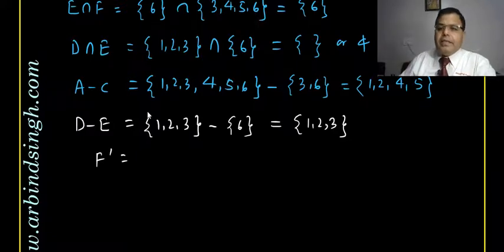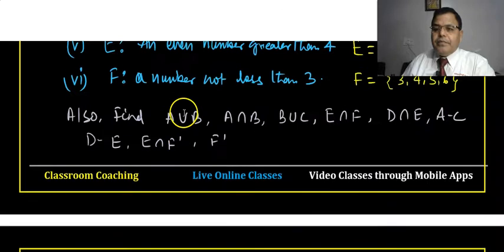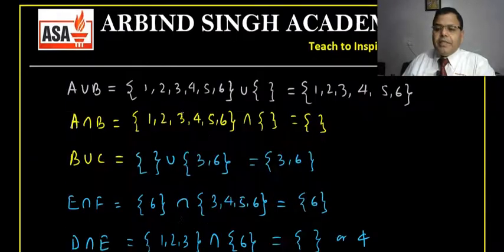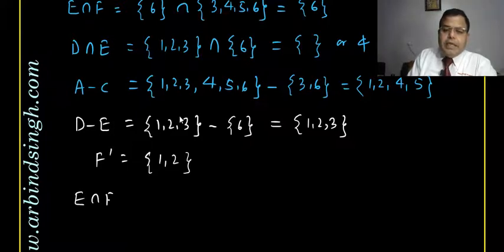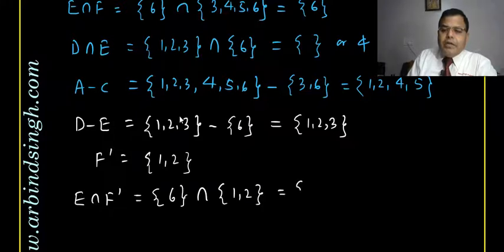F complement is, except for the remaining items of the sample space 3, 4, 5, 6, if I remove them, then F complement is nothing else but 1, 2. Right? F complement is S minus F, that is 1, 2. So E intersection F complement: E is 6 and F complement is 1, 2, nothing common, so it will be empty set. So that will be the answer of this question. I hope you got it.